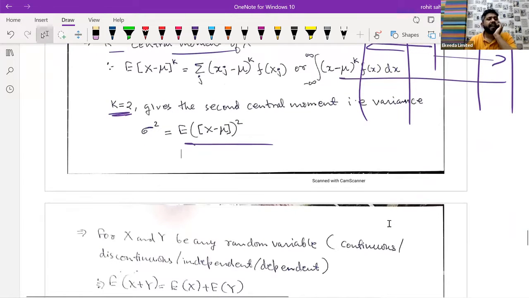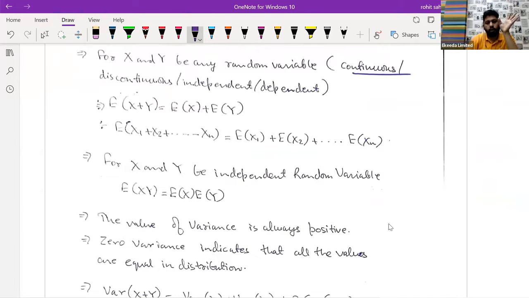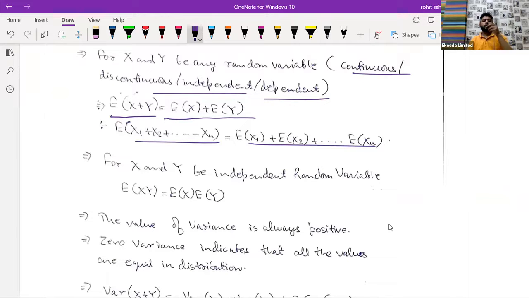Also, x and y being any random variable, continuous, discrete, or independent or dependent, doesn't matter. Continuous, discontinuous, independent, dependent, anything. But still, if you have expected value of 2 variables, you can directly write it as sum of the expectation of 2 variables. And this applies to any number of variables. Fine. This doesn't go well with your variance, but for expectation, the variables may not be independent, even then you can just add them. Okay, expectation add कर सकते हैं.